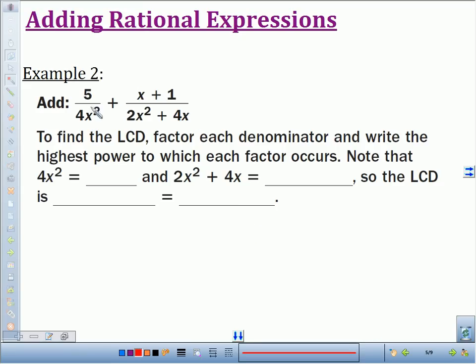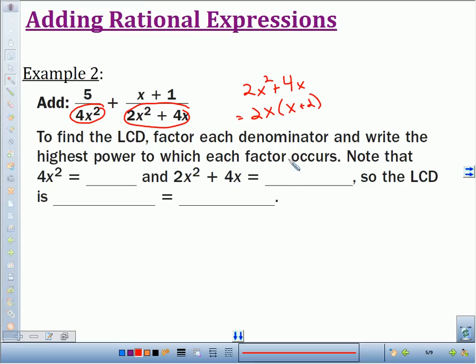Example 2 asks us to add 5 over 4x squared plus x plus 1 over 2x squared plus 4x. In order to find the LCD, the least common denominator, we want to factor each denominator. So that should be our first thing. We factor our denominators. Now, 4x squared is 4x squared. 2x squared plus 4x equals 2x times x plus 2.